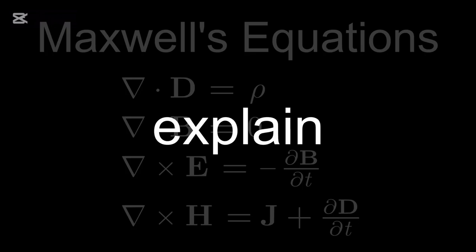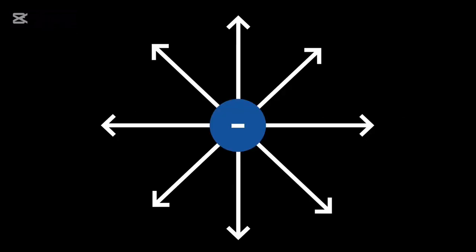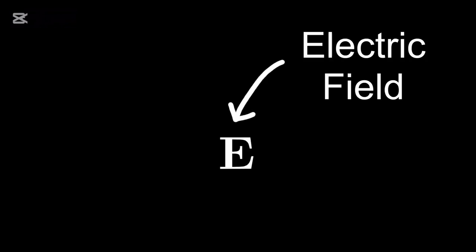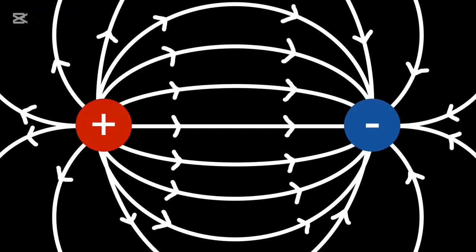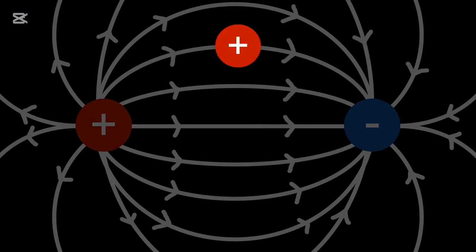These four equations explain pretty much all of electromagnetism. The first one states that if there is an electric charge, there will be an electric field, or this big E, emerging from it. Add another and you have an electrostatic field. These lines tell us in which direction a charged particle would feel a force at any given point.